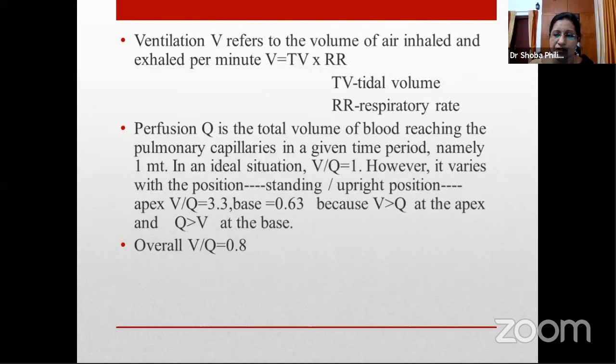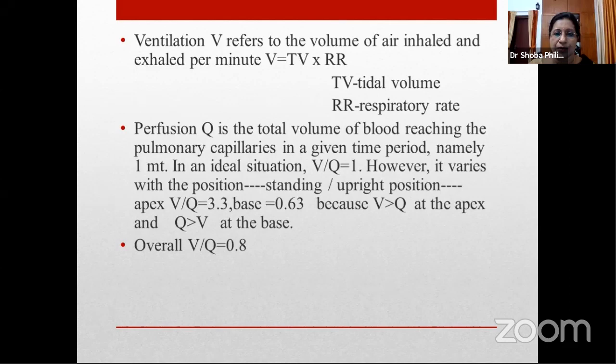However, it varies with the position, especially in the standing upright position. At the apex, the V by Q is 3.3. And at the base, it is 0.63, because ventilation is relatively better at the apex and perfusion is relatively better at the base. So overall, V by Q ratio is 0.8.